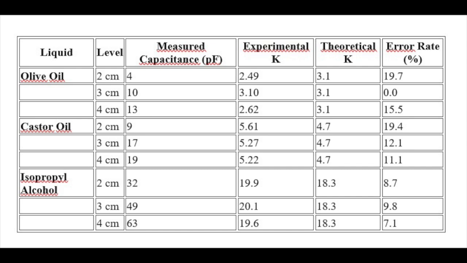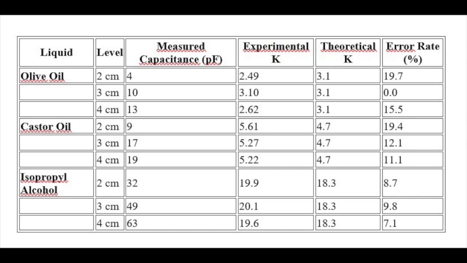For castor oil at 2 centimeters, I measured 9 picofarads with 19.4% error. At 3 centimeters, I got 17 picofarads, which was 12.1% error. At 4 centimeters, I measured 19 picofarads with an 11.1% error. These were consistently higher than I expected, but still within a reasonable range.